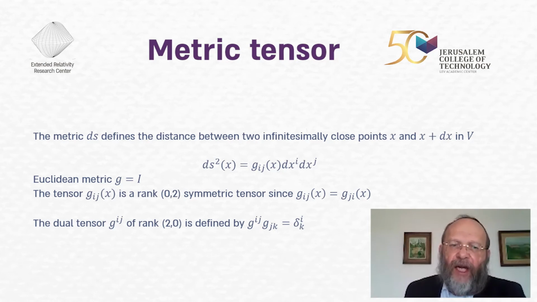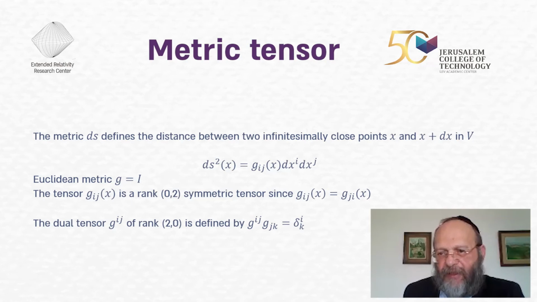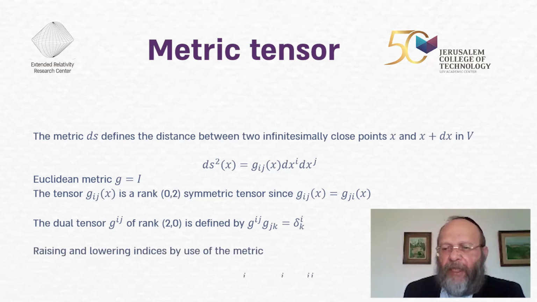Now we can define the dual tensor, simply by contracting the indices between them to get the identity matrix. If you have a metric, then you can perform raising or lowering of indices. And we'll need this sometimes.